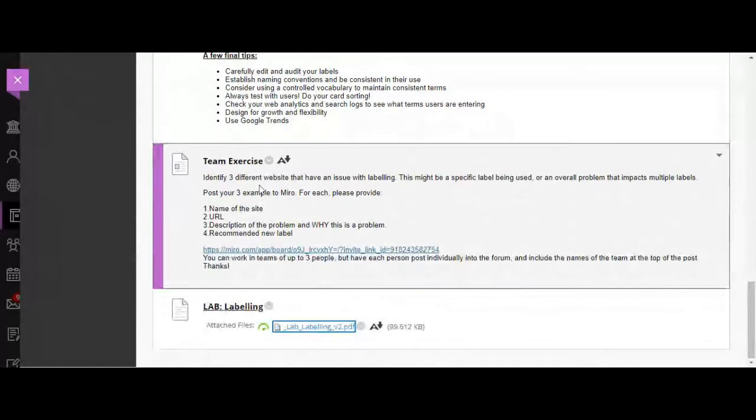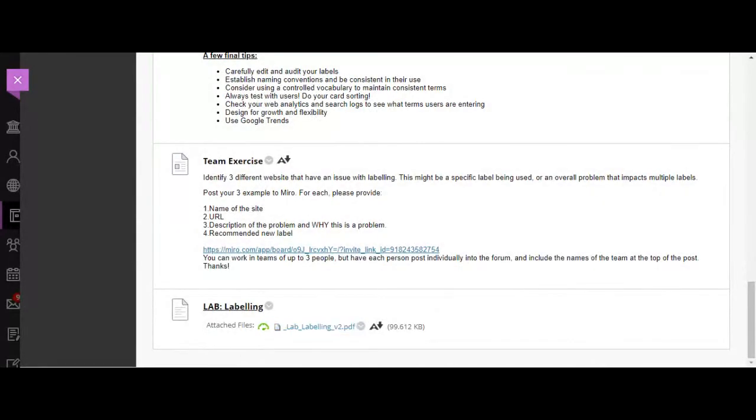And then now in the team exercise, what you're going to do is work in teams, so you can do your regular teams, the teams that you're always with, and then find 3 different websites that have an issue with labeling. We've already seen some. This might be a specific label being used or an overall problem that impacts multiple labels. I have created a Miro board where you can post by your team your 3 findings: the name of the site, the URL, the description of the problem and why it's a problem, and what you think the label should be.